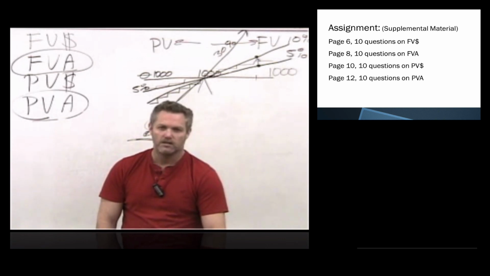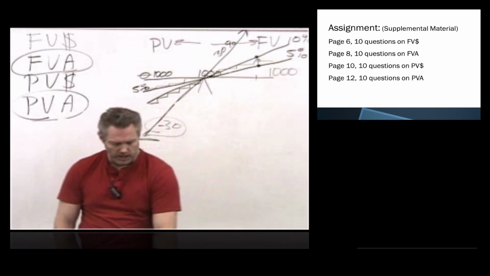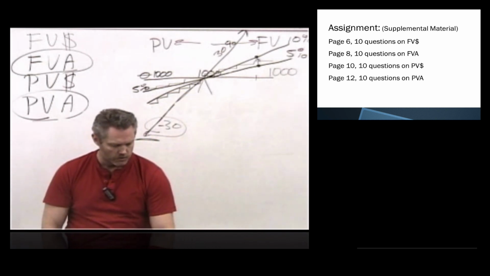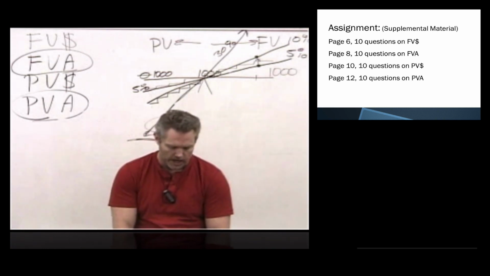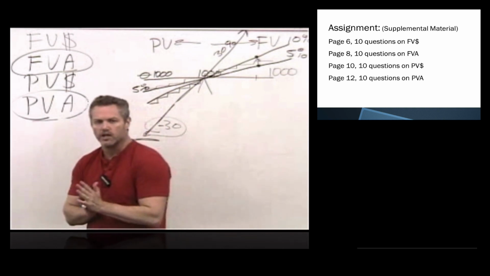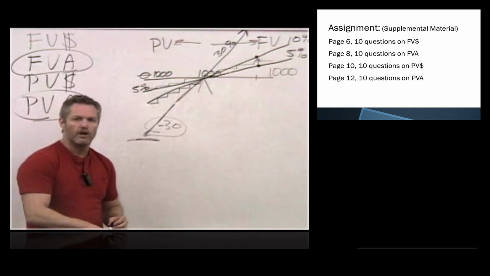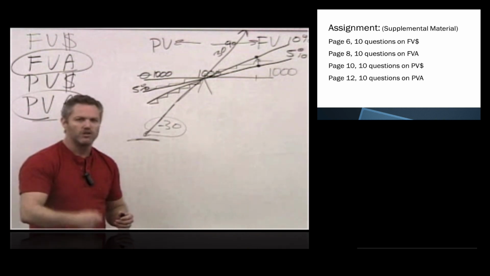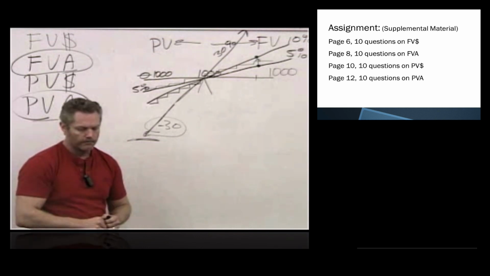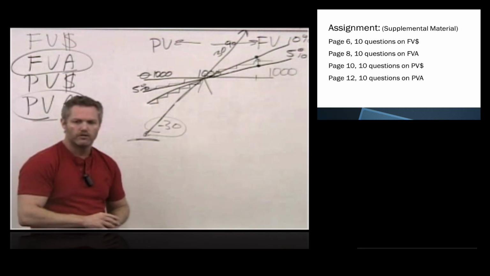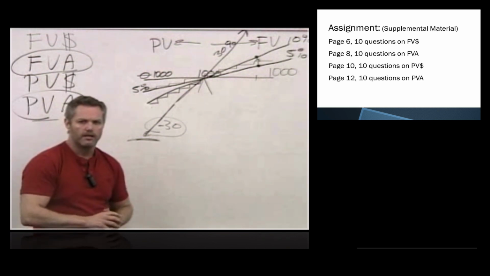Then on page 8, you have future value of an annuity, which describes how to do that, and then 10 questions. And then you've also got present value of $1 and 10 questions, and present value of an annuity and 10 questions. It's very important that you do these 40 questions. It is going to aid you a lot in getting on the right chart, sliding down, picking up the right number. So make sure that you do those, whether you're in my distance ed class or in my traditional classes.